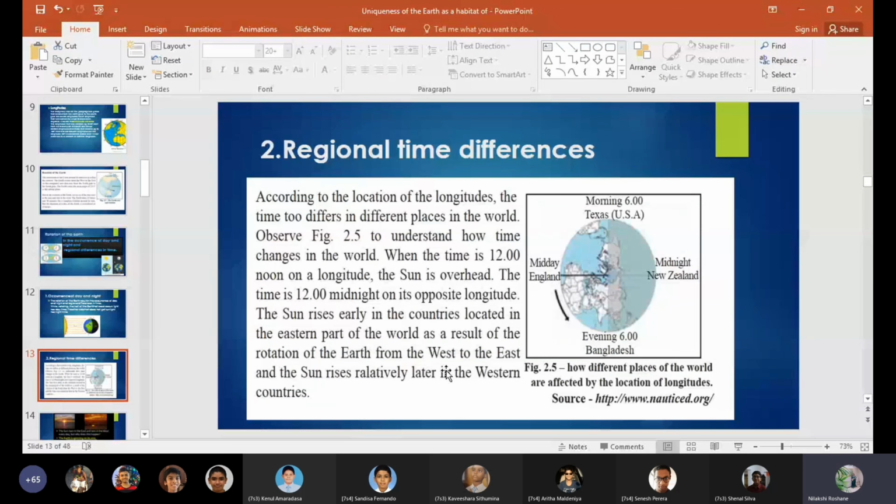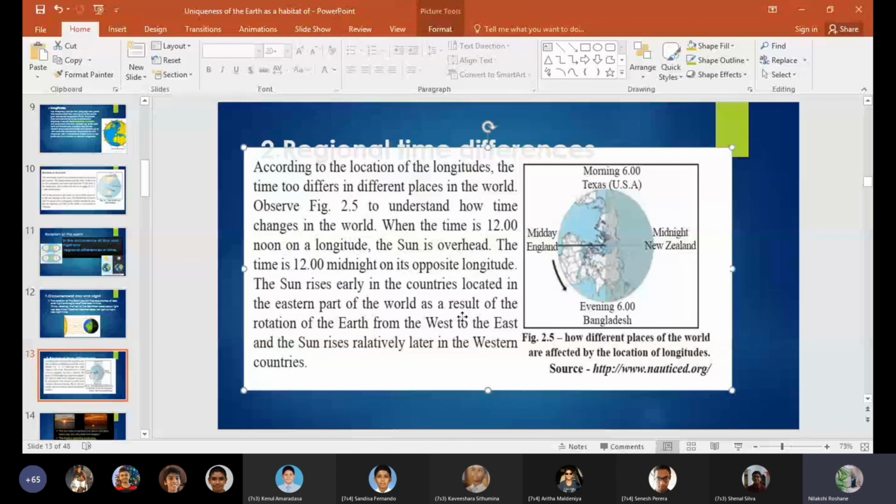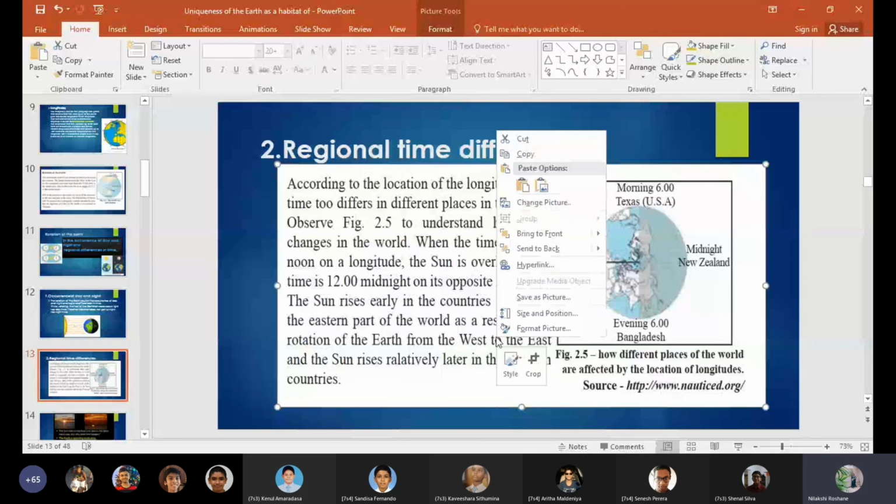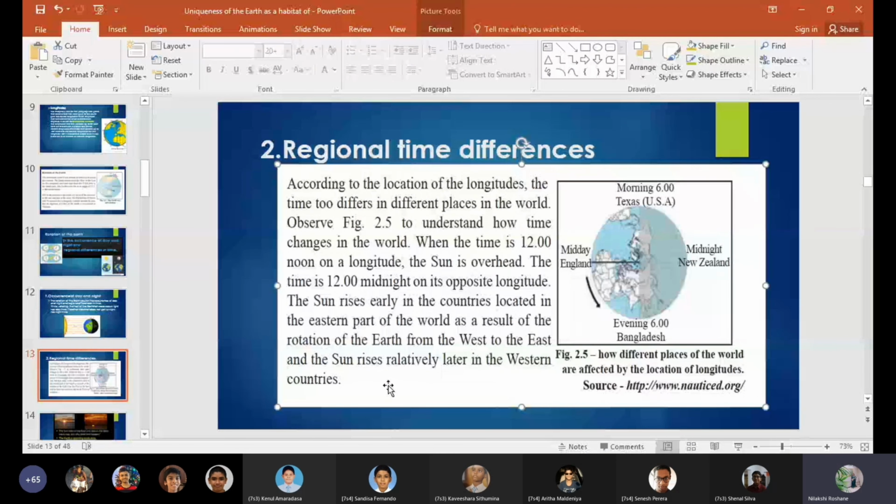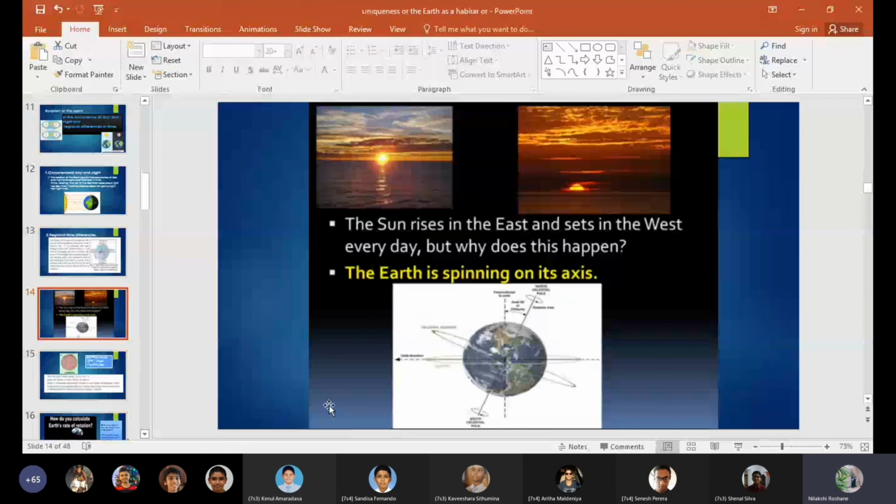As you can see in the picture, Texas is located in the western hemisphere, so the sun rises relatively late there, and Bangladesh is located in the eastern hemisphere, so they experience the sun earlier compared to Texas. The sun rises in the east and sets in the west every day. But why does this happen? The earth is spinning on its axis. Because of that the sun rises in the east and sets in the west every day.